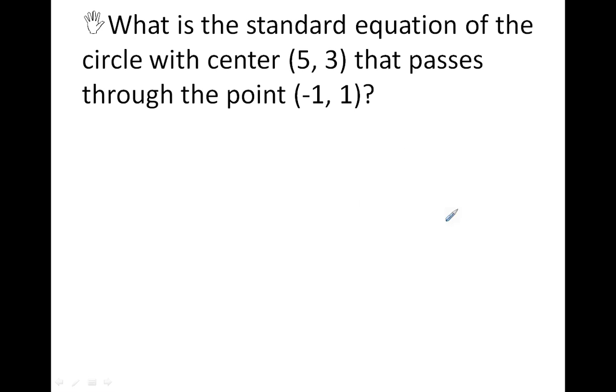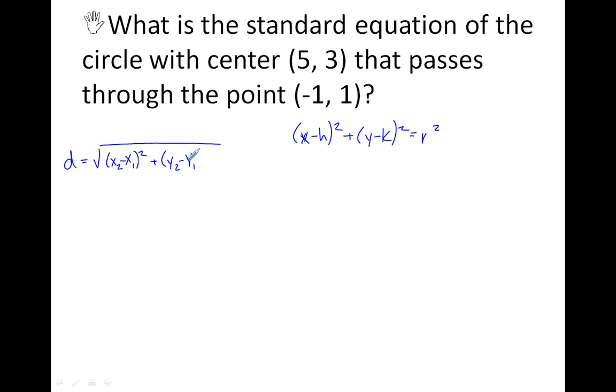Let's try another one just like that. We're going to start with our standard form, x minus h squared plus y minus k quantity squared equals r squared, but we need to find our r. So the distance, that's going to be our r. Write out the distance formula. It helps if you write it every time because then you'll not only remember it, but it helps you know where to place your numbers.